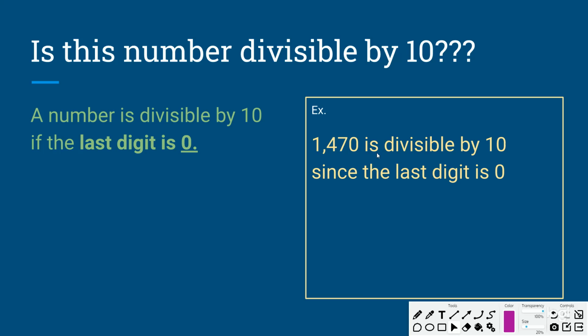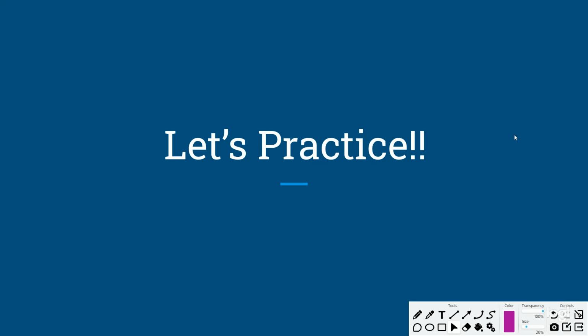So those are the rules, or the divisibility rules. Again, the notes will be posted online. If I can link them to this video, I'll try to do that as well. And now we're going to go over a few examples. So let's do some practice ones.